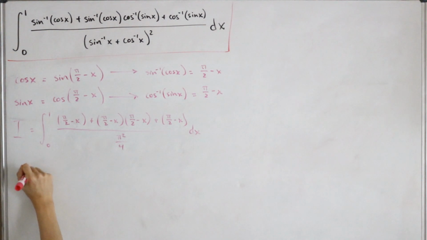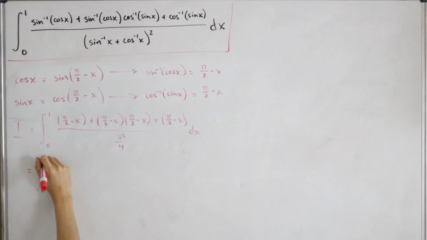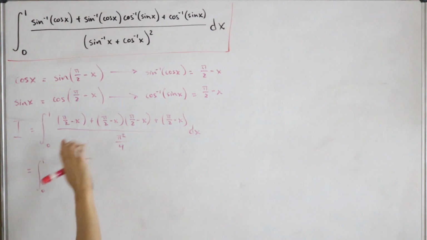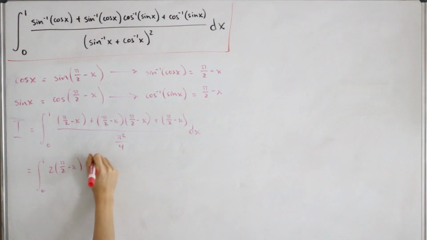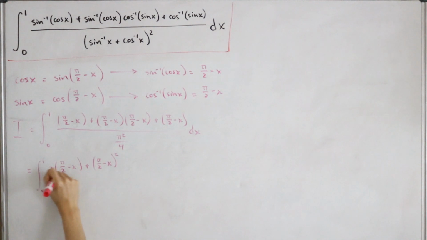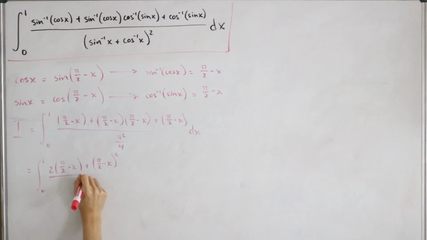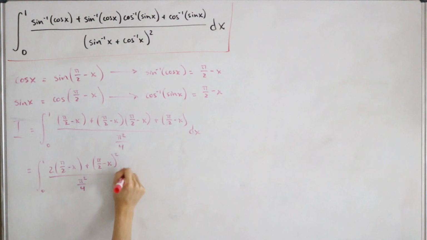So first things first, I have the integral from 0 to 1, and then we have combining like terms, so I have 2 times (pi divided by 2 minus x), and then add this with (pi divided by 2 minus x) quantity squared, and then we still have our pi squared divided by 4. With this in mind, of course pi squared divided by 4, I can actually factor that outside, and that will just change to the reciprocal, so that will become 4 divided by pi squared.